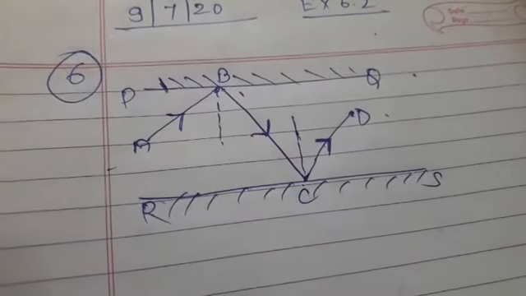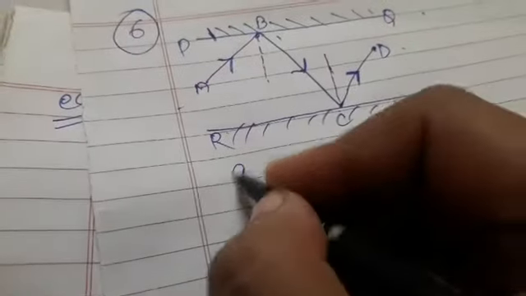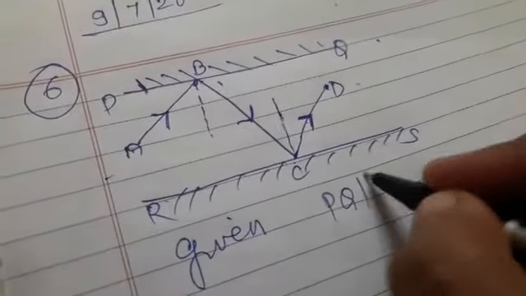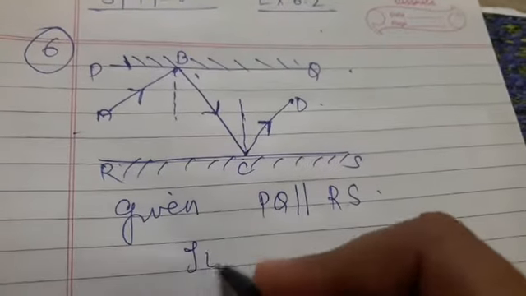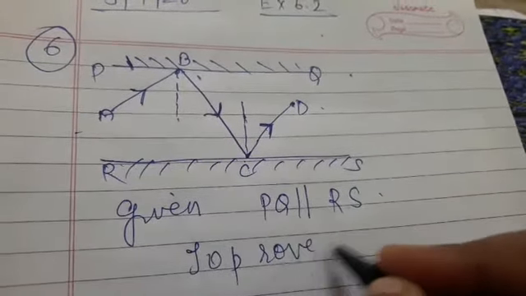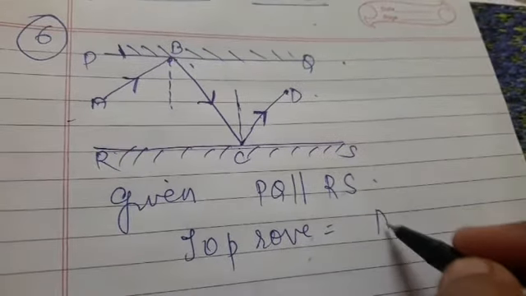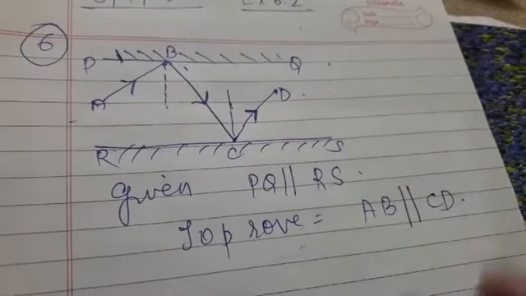Now to prove that, what is given? It is given that PQ is parallel to RS. These are the two mirrors, right? Then we have to prove that AB is parallel to CD.